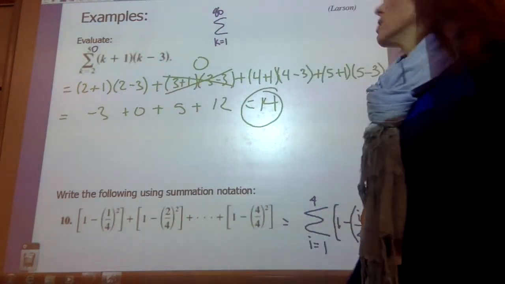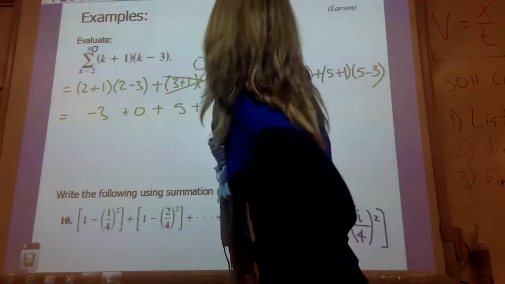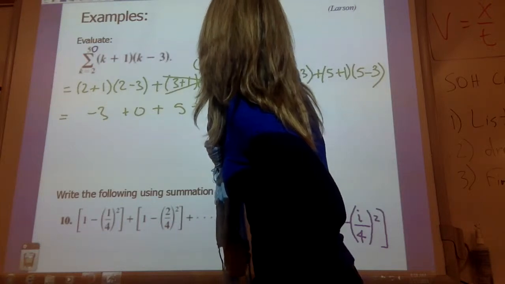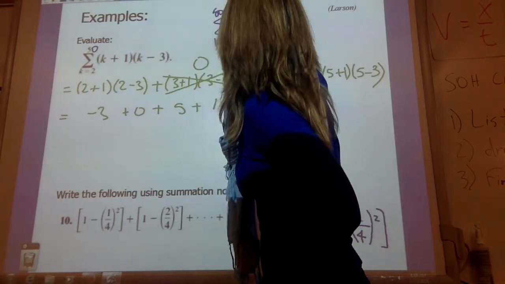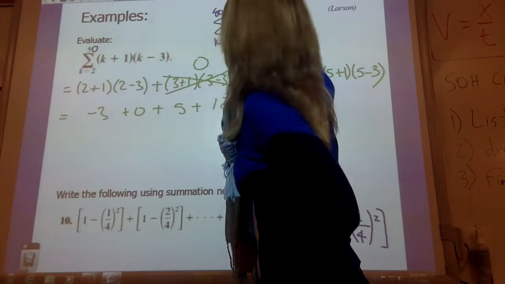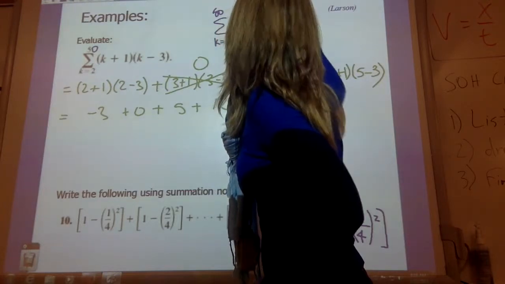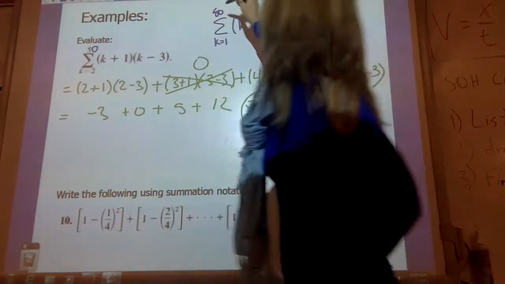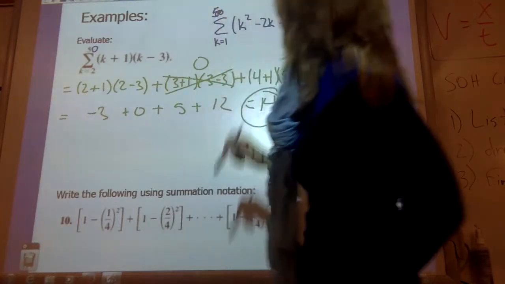You can distribute or FOIL that. Perfect. 2K minus 3. That's going to be easy to plug in.